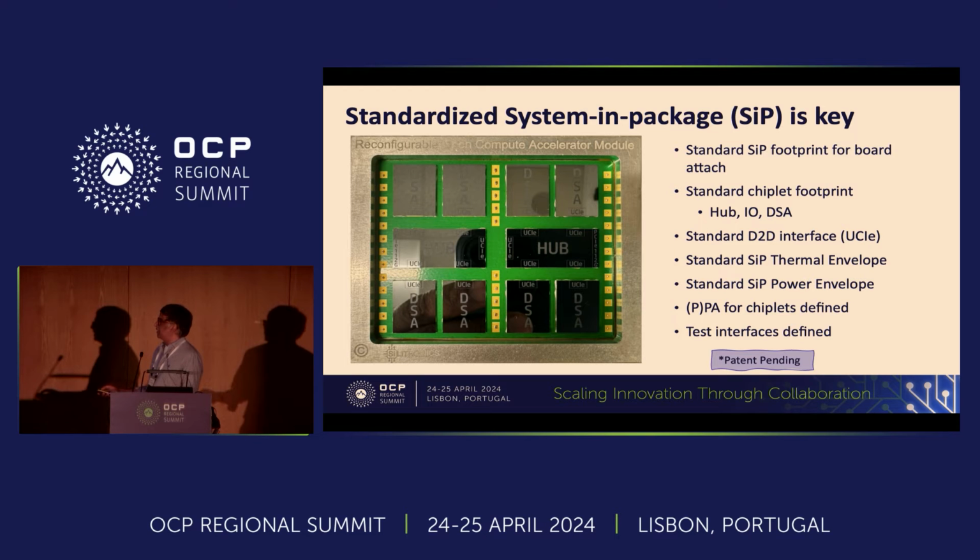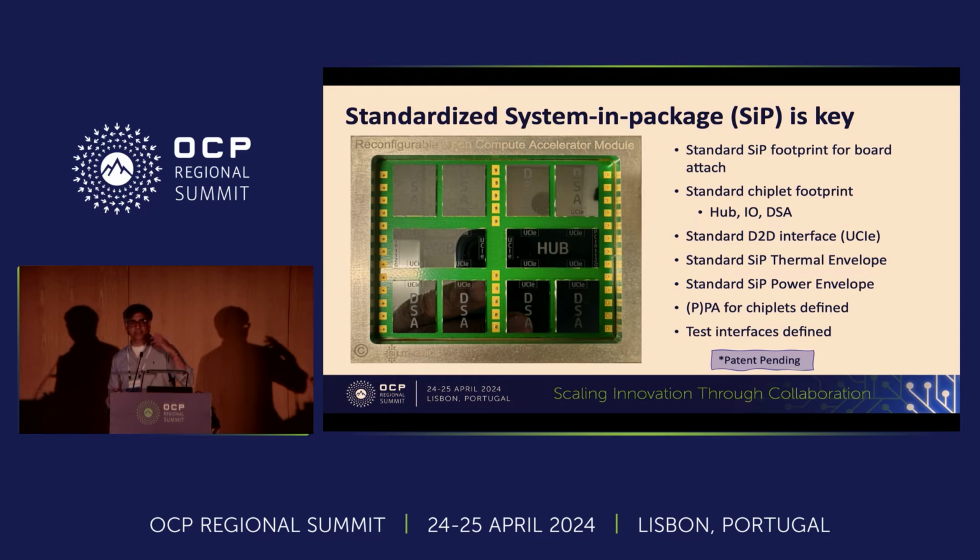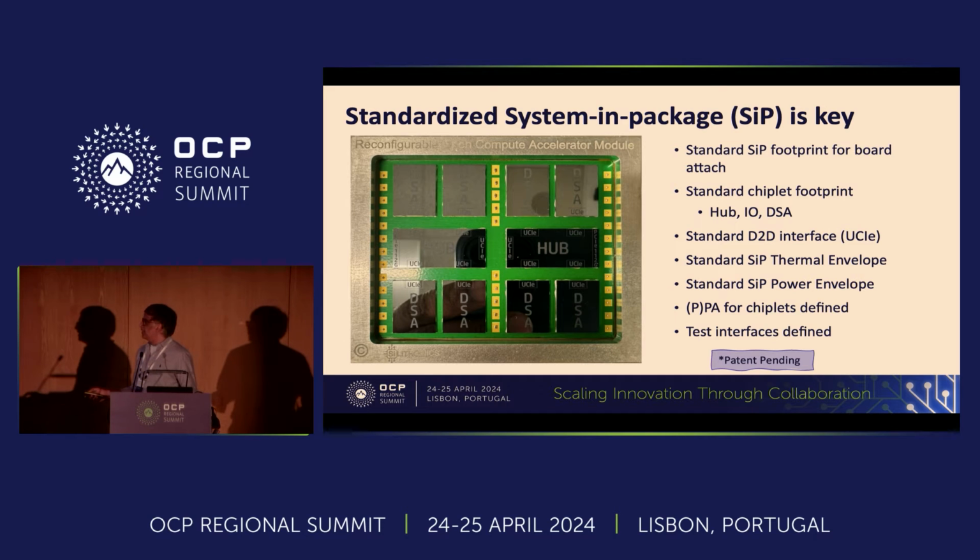So what are the key things? This SIP itself will have a standard footprint with which it attaches to the baseboard. Each of these chiplets will have a standard footprint. So for the hub and for the DSA, I mentioned I/O. It's possible that we might break this hub into a hub and an I/O chiplet. So that's why the I/O is here. It uses a standard die-to-die interface. And the thermal and power envelopes are already defined in the OAM spec.